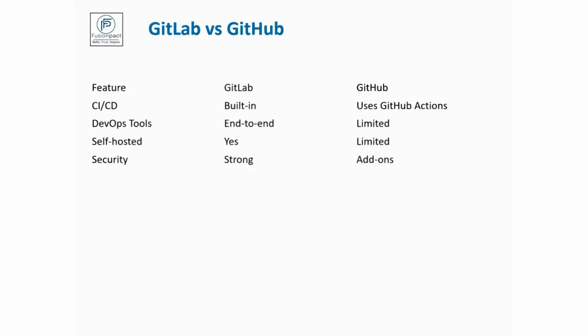GitLab versus GitHub. Many people compare GitLab with GitHub. GitHub mainly focuses on code hosting. GitLab provides code plus CI/CD plus DevOps tools in one place. So GitLab is more suitable when you want full DevOps automation.